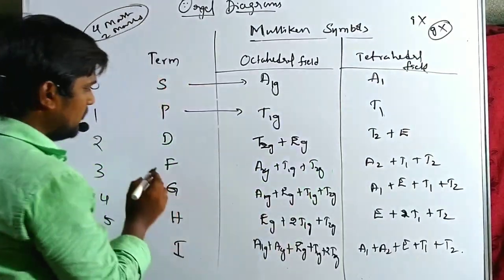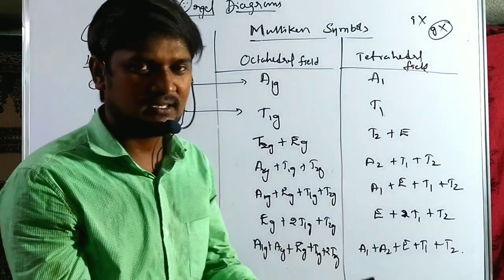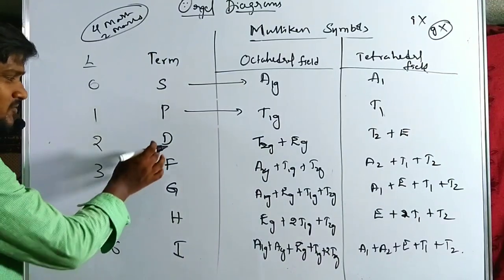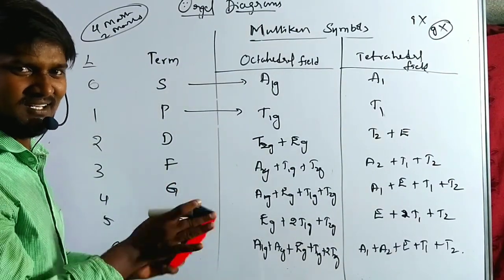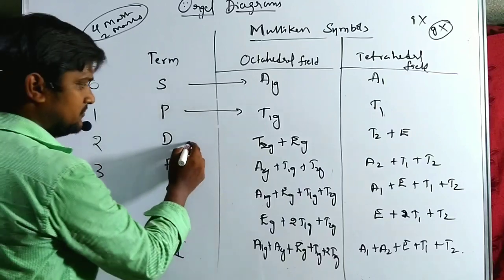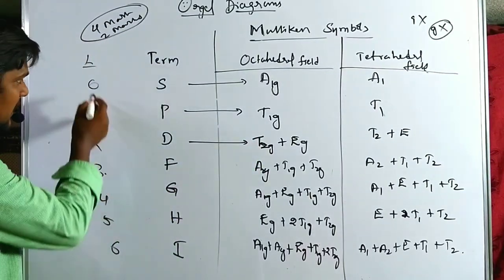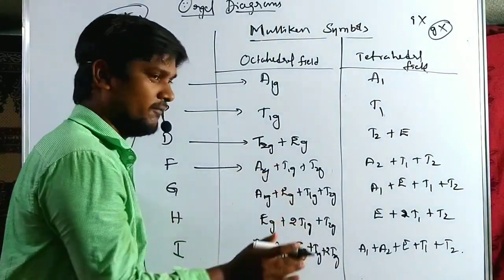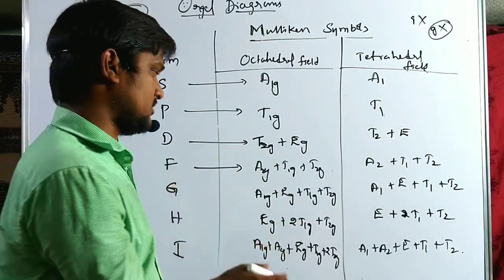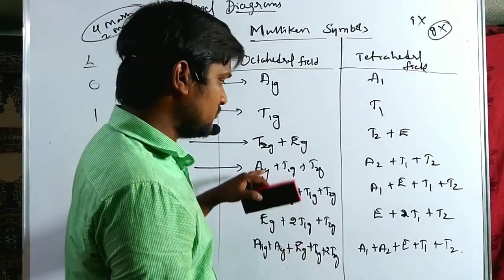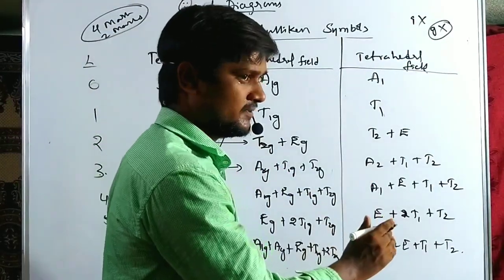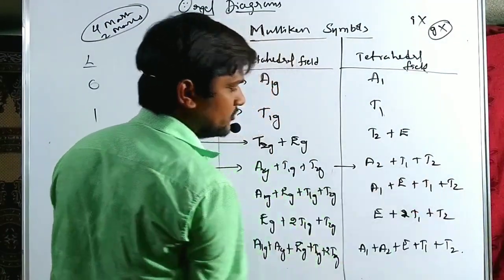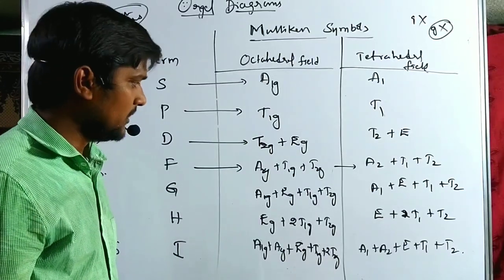The D term can be split further into two types, T2g as well as Eg. These are not D orbitals; it is a spectroscopic term. Now L equal to 3, then the term is F. It is further split into three levels: T1g, T2g, A2g. Those are the separated energy levels. In tetrahedral, after dropping the g, they are A2, T1, T2.